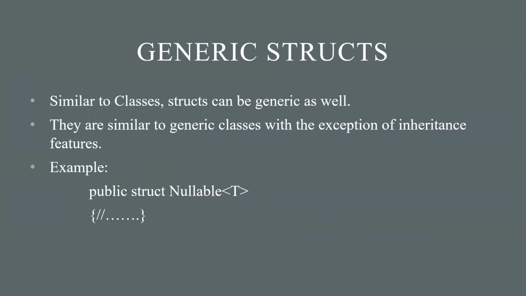Next is generic structures. Similar to classes, structures can be generic as well. They are similar to generic classes. They perform everything which a generic class does except the inheritance features. So you cannot do inheritance in case of generic structures. So here is an example. We give the access modifier, which is public. Then we give the struct keyword. Then here we give the name, like we have Nullable of T. So T means again the generic type. And then you write the code of the structure inside the curly braces.